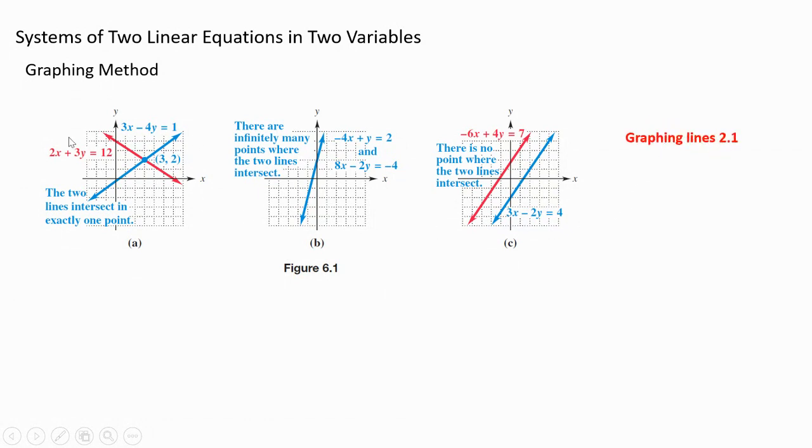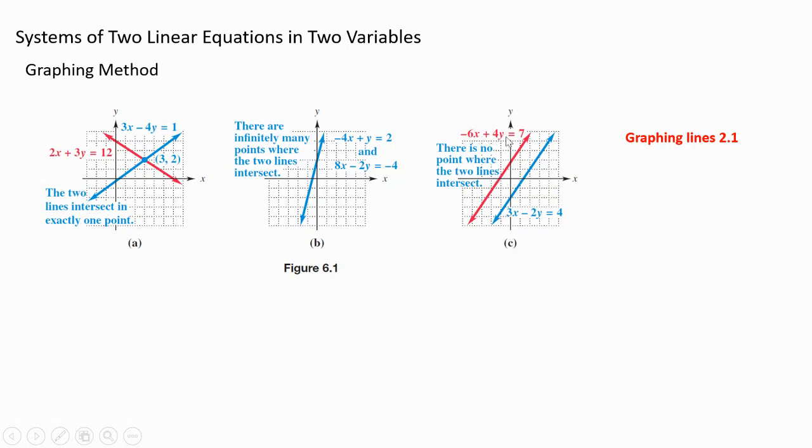Graphing lines, this you should remember from section 2.1. Okay, but anyway, now let's go to B. If you notice, there's only one line. So what's up with that? It means that these lines are the same line. It's a line on top of a line, which means it's going to be infinitely many solutions.